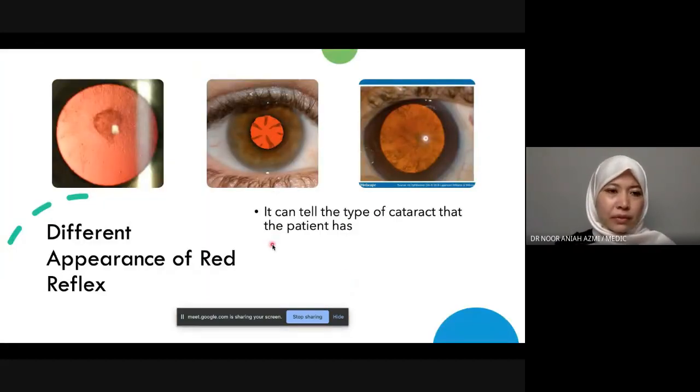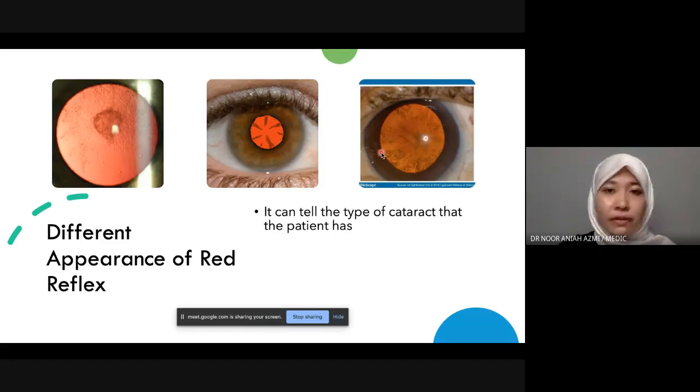There are different types of red reflex appearance that can tell you which type of condition the patient has, especially the type of cataract. Like this one, you see the red reflex. By right, the whole eye should be like this. But you can see there are patches, and usually this one is posterior subcapsular cataract. And this one is like a spoke wheel, usually cortical cataract. This one is a mixture of generalized reduction and also some cortical cataract.